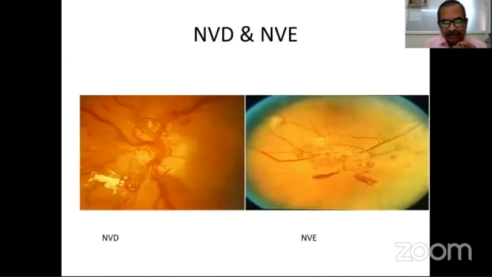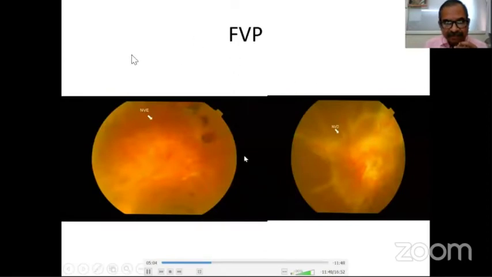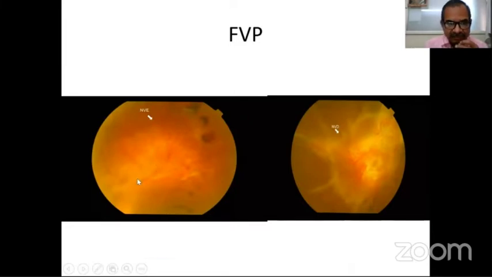So going to the next, I'll show you a few pictures of NVD and NVE. See, this is the NVD which is present over the disc, this one, and this is the new vessel elsewhere which is present along the inferotemporal arcade. This is the picture showing fibrovascular proliferation. The red fan-shaped thing you are seeing is the new vessels elsewhere, and the grayish-white thing you are seeing is the fibrous proliferation. In this picture, it is more descriptive.